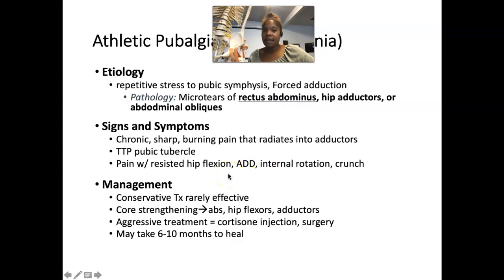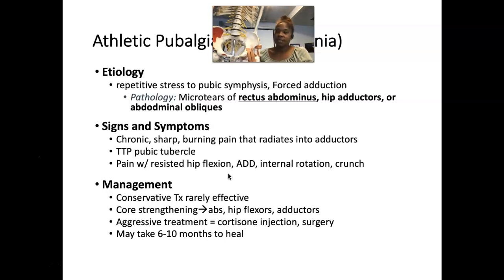Okay, next is athletic pubalgia, which is essentially like a sports hernia, right? And so what we know about sports hernias is most often, you can't see those muscles here, they're going to plague the abdominal muscles. So what we know is there are repetitive stressors to the pubic symphysis potentially, to the abdominal muscles.